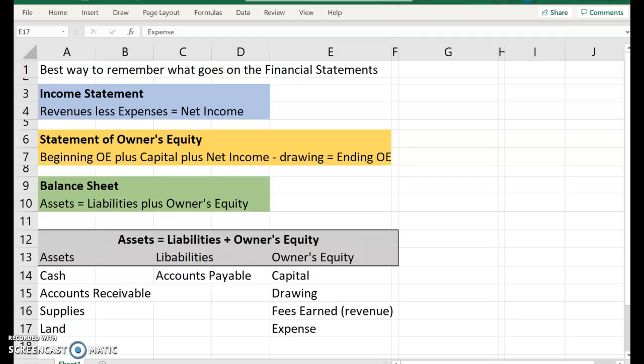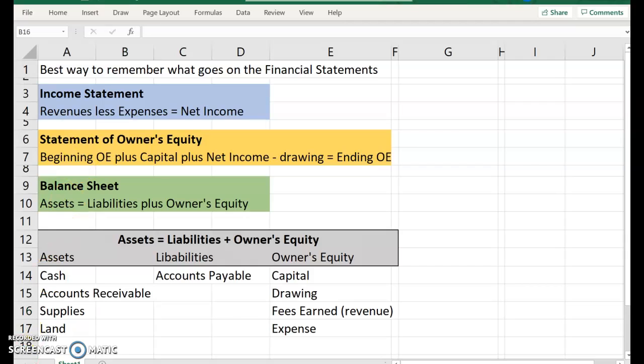Now let's go back to our financial statements. So once you learn that, you have to remember what categories they belong in. And whatever accounts belong there, those are the accounts that you're going to be picking to go up here. So let me show you how this works.